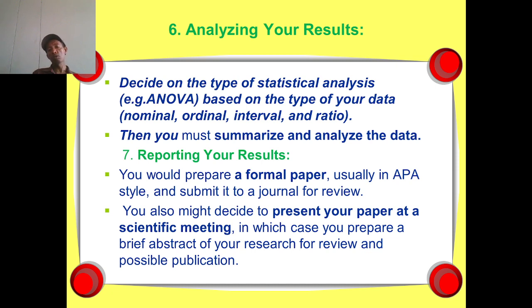The seventh one is reporting the results. Now you write a formal document or a formal paper or thesis or dissertation, usually with a specific citation style. For instance, American Psychological Association citation style is used in psychology, and you submit to a journal or to a department for review. You also may decide to present your paper at a meeting or you may submit your brief abstract for possible publication.